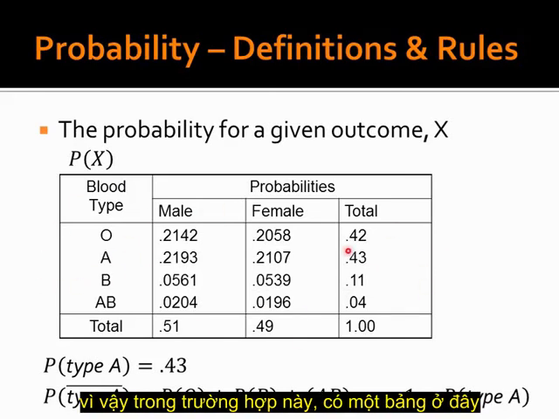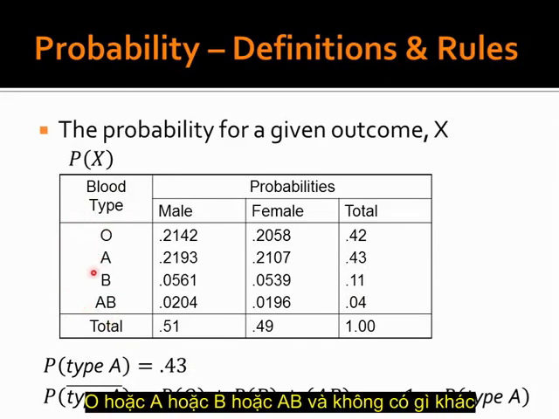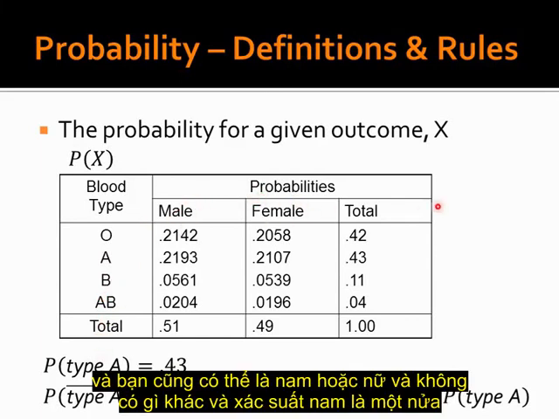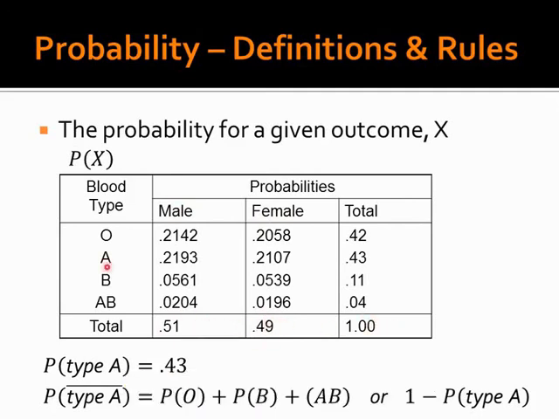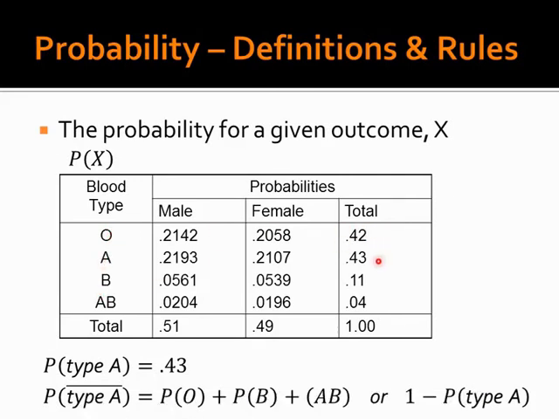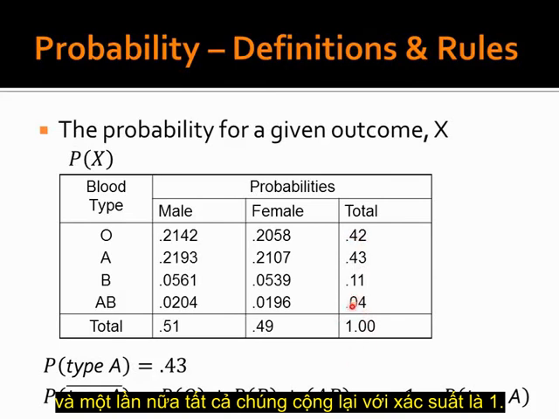So in this case, here's a table. There are 2 sets of outcomes in this case, notice. It's possible to have blood types. There are 4 outcomes here for blood types. So you can have a blood type O or A or B or AB, but nothing else, right? And also you can be male or female, but nothing else. The probability of being male is half, the probability of being female is half, and so you add these 2 together, you get 1. Similarly, the probability of you having blood type O is 0.42, probability of blood type A is 0.43, B is 0.11, probability of blood type AB is 0.04, and once again they all add up to a probability of 1.